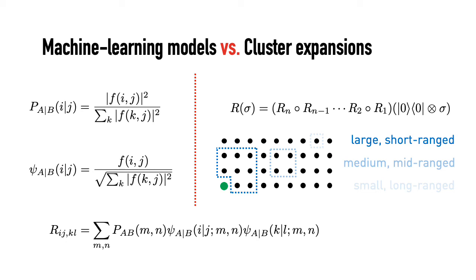On the right of the slide, an alternative approach to modeling R is to first prepare the new subsystem in a trivial state, and then decompose the remaining action of R into a sequence of operations that each only act on a small qubit cluster. In the cartoon diagram, the operation preparing the green qubit in the bottom left corner might be decomposed into acting on a large cluster of qubits in its immediate vicinity, some mid-sized clusters far away, and then a periphery of many small clusters that are very far away and have a weak, diffuse influence on the state of the green qubit.